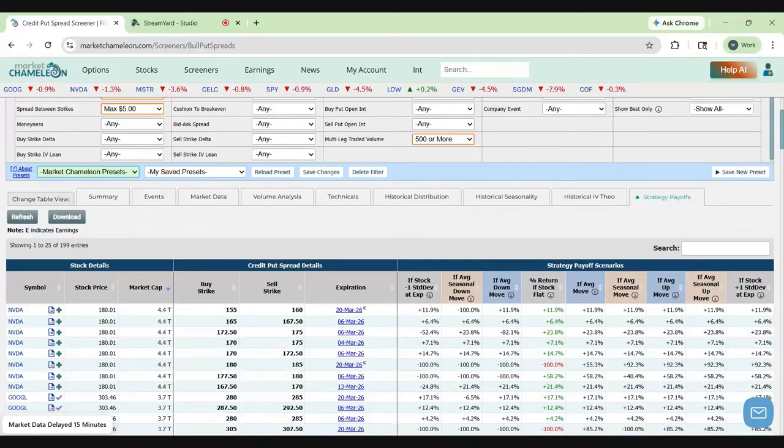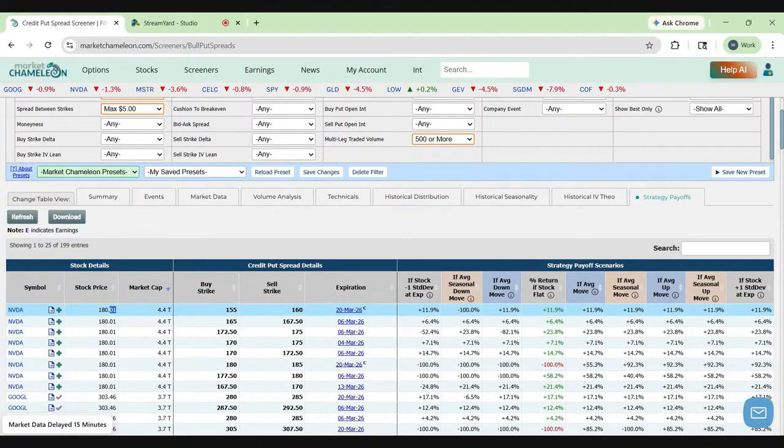So one is, what if the stock goes up, right? We could say, if the stock is up 1 standard deviation based on the volatility, what is our potential reward? You can see here in this particular case in NVIDIA, this spread, the reward is almost 12%. This one is 6.4. This one is 23.8. You could also look at the downside. What if we're down 1 standard deviation? In this example, in NVIDIA, you're still up 11.9% or 12%. So these strikes are further away than 1 standard deviation.